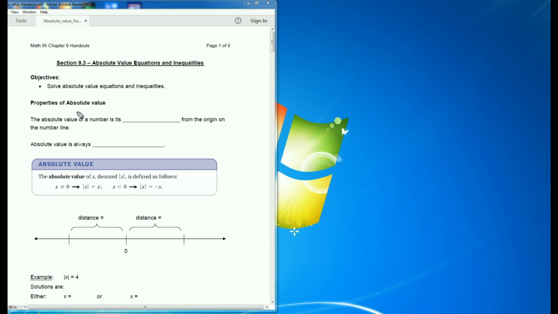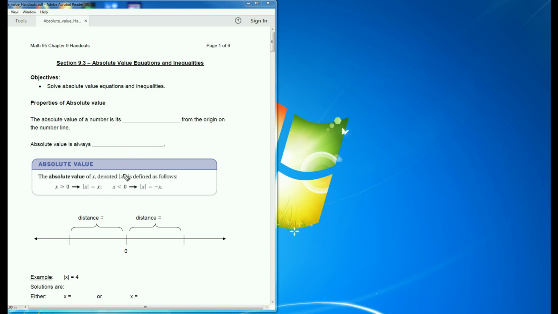So first of all, just what absolute value is. The absolute value of a number is its distance from the origin on the number line. How far away is it from 0 on the number line? Because it is defined as a distance, it is always positive or 0. A distance physically cannot be negative. So absolute value is always non-negative.